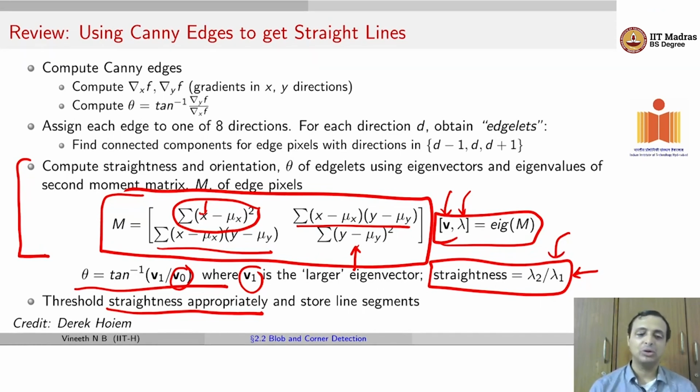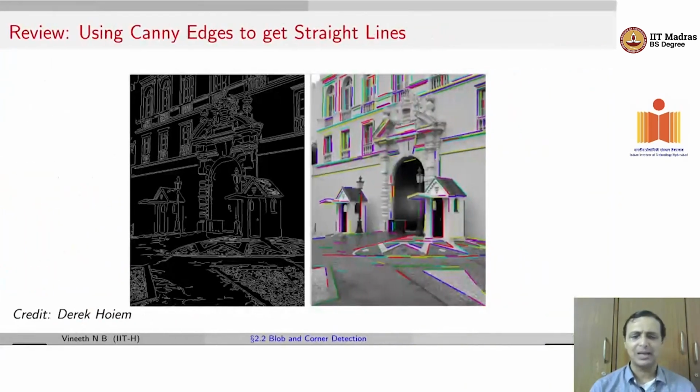You just have to ensure that you construct your threshold appropriately. If you invert the straightness ratio, you just have to ensure that you threshold it at an appropriate value and then obtain your line segments. So here is a visual example.